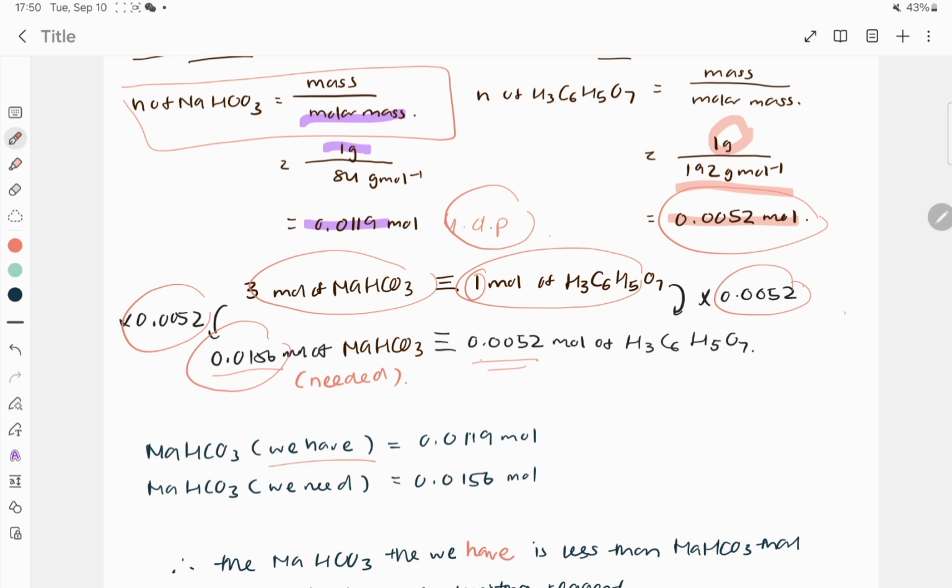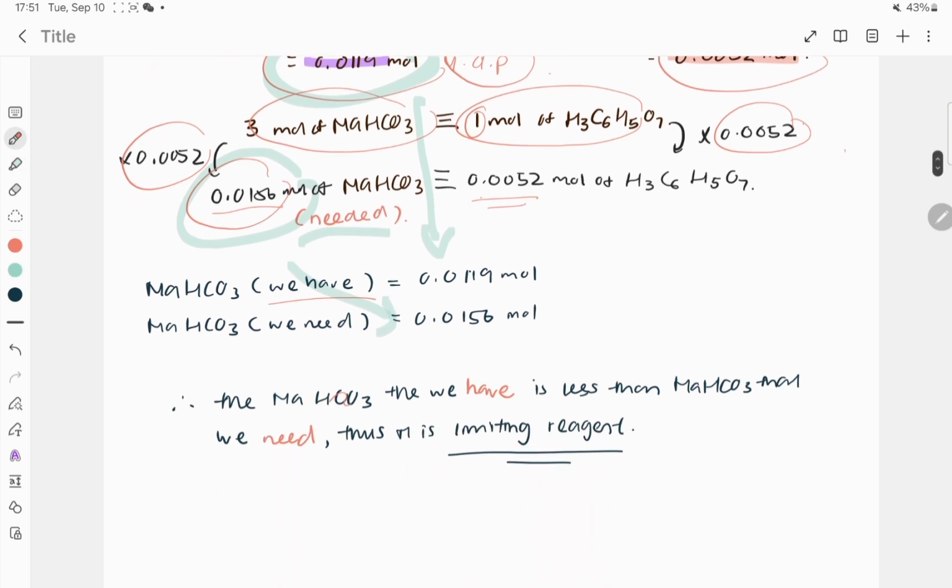But how much do we have? The value that we have already calculated is over here. This one is what we have, and this one is what we need. So we can conclude that the NaHCO3 that we have is less than what we need, so it will be limiting, because what we need is more than what we have. So the limiting reagent will be NaHCO3.